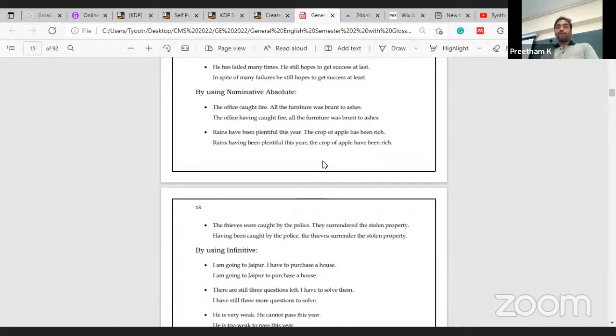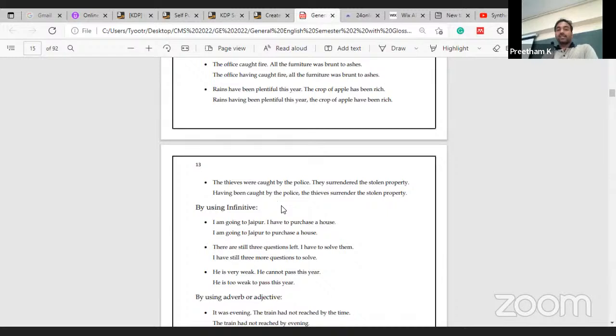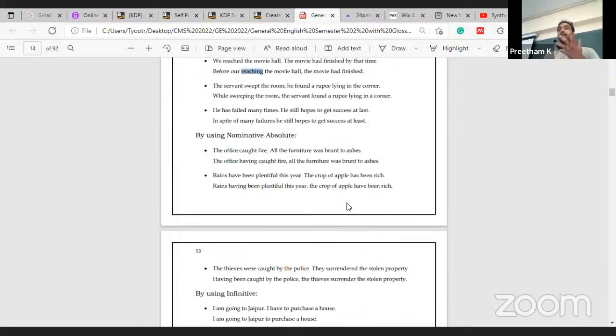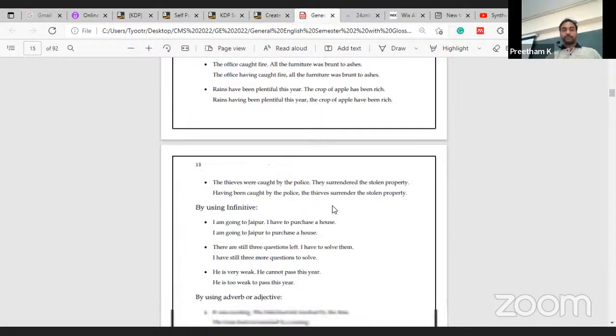Rains have been plentiful this year. The crop of apple has been rich. Rains having been plentiful this year, the crops of apple have been rich. The thieves were caught by the police. They surrendered the stolen property. Having been caught by the police, the thieves surrendered the stolen property. Okay? Nominative absolute refers to prepositions and verbs that are missing in a sentence. Okay, we try to include it as part of synthesizing sentences.